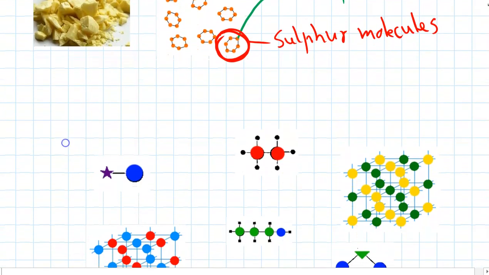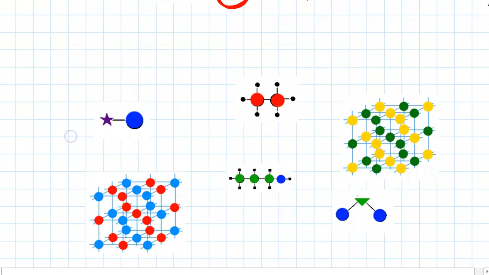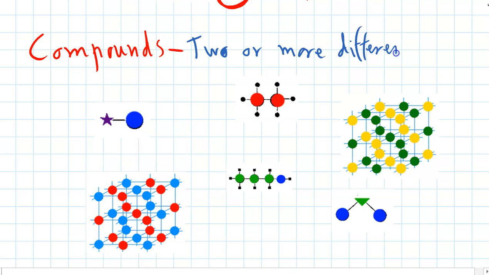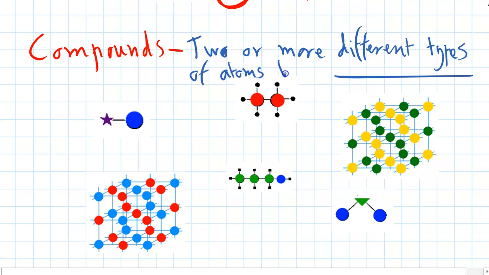Okay, the other way that atoms can exist is joined together with different types of atoms. And this is the most common type of materials that we see. And these materials are called compounds. So compounds are when 2 or more different types of atoms are joined together, or bonded together.